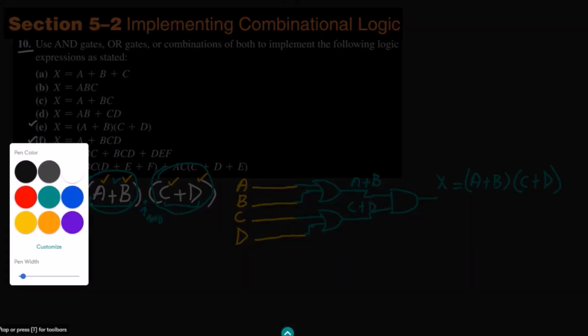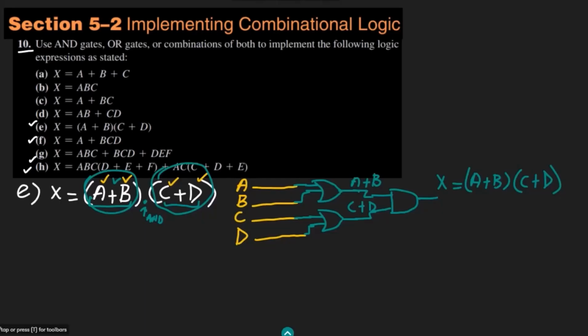Okay, similarly for part F, what do we have? Let me write part F, and that is X equal to A plus BCD. Okay, so as I have previously stated, I'm not restricting myself to two-input gates, but here I will solve it by using the two possible combinations: one in which I don't have only two-input gates and one in which I have only the two-input gates.